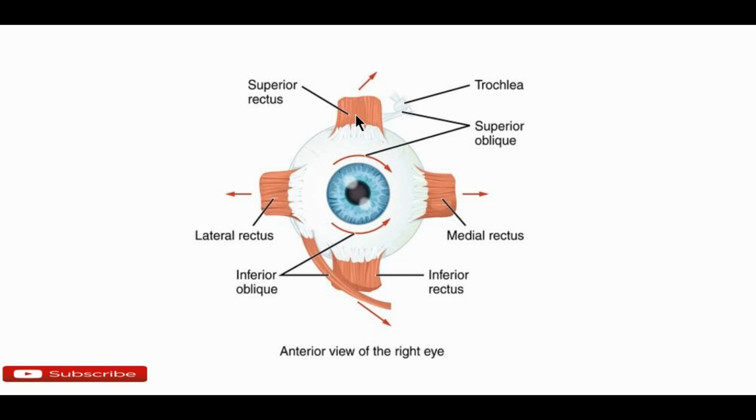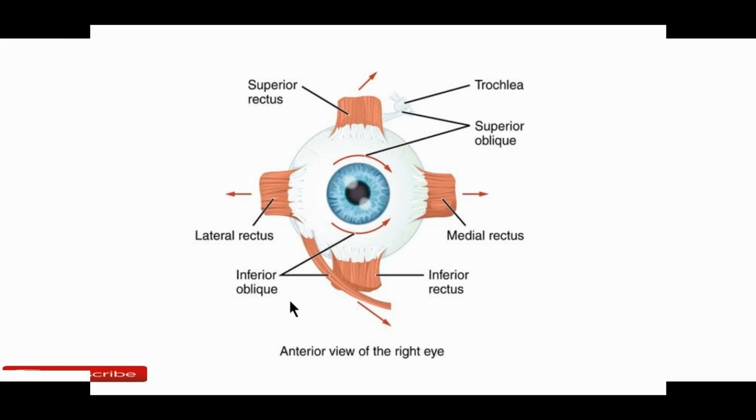Now the 6 muscles we have shown here are 4 recti muscles and 2 oblique muscles. This is superior rectus, this is lateral rectus, this is inferior rectus, this is medial rectus, this is superior oblique, and this is inferior oblique muscle.